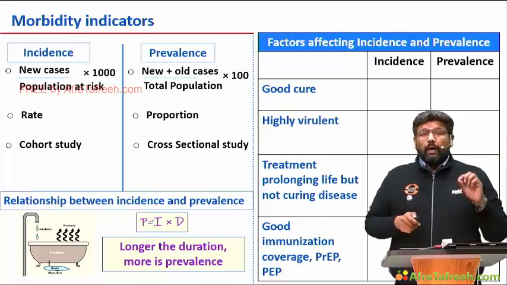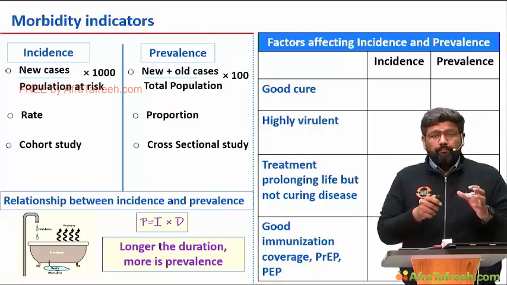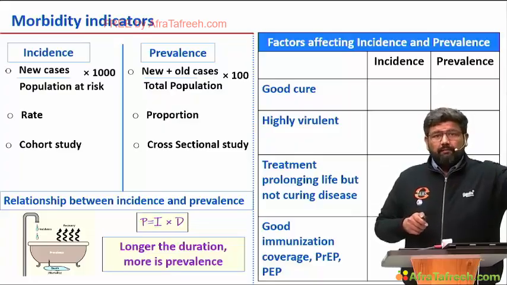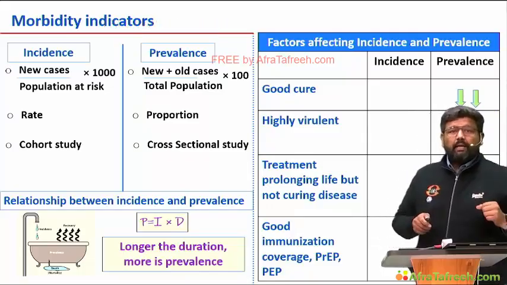Right? Now, coming to good cure. If there is a disease, we have a very good cure. In 2 or 3 days, the patient is absolutely fine. Duration is less. If less duration, prevalence will decrease.